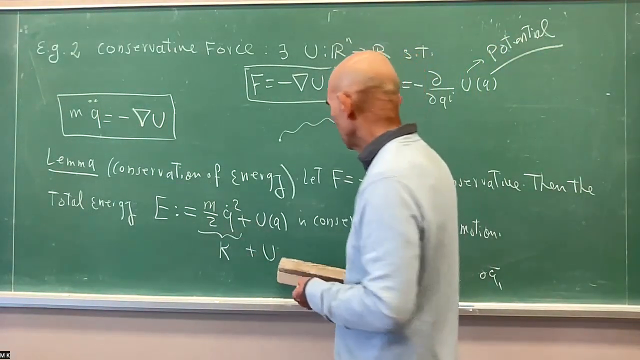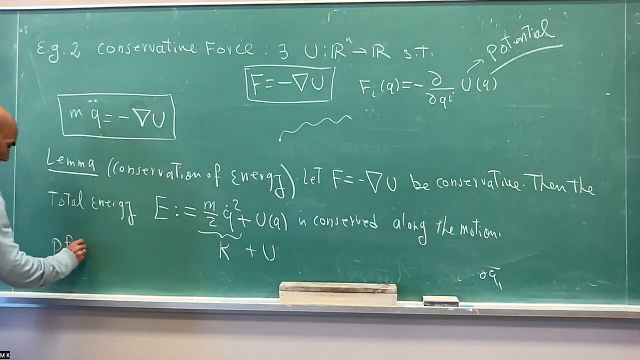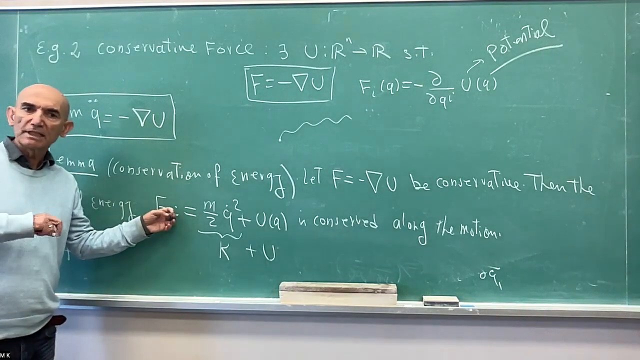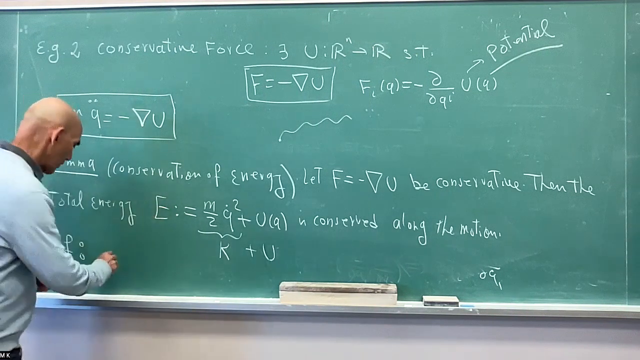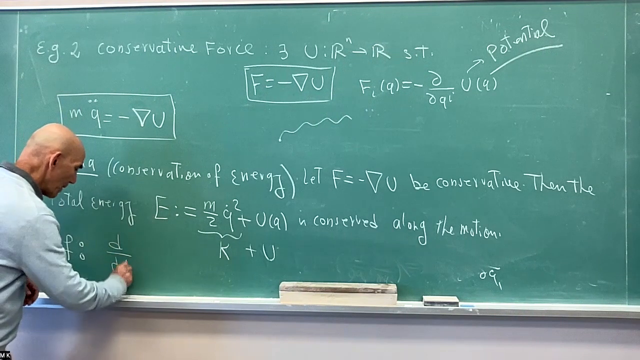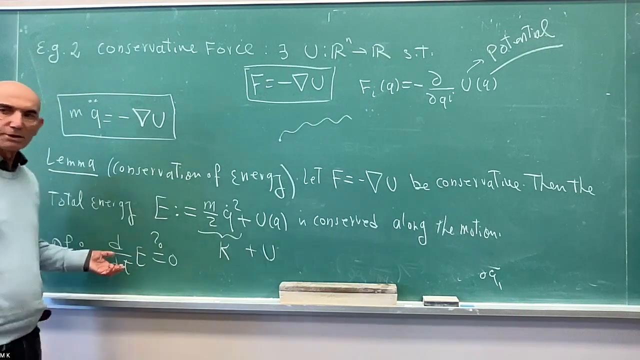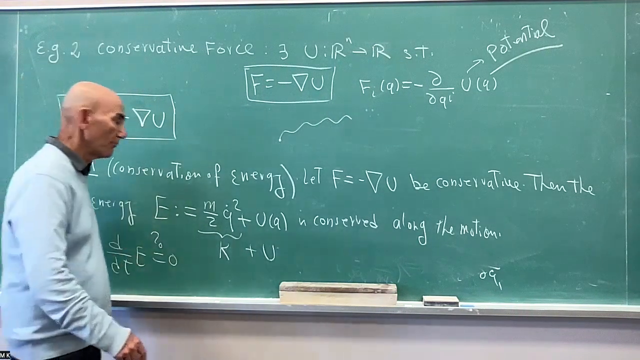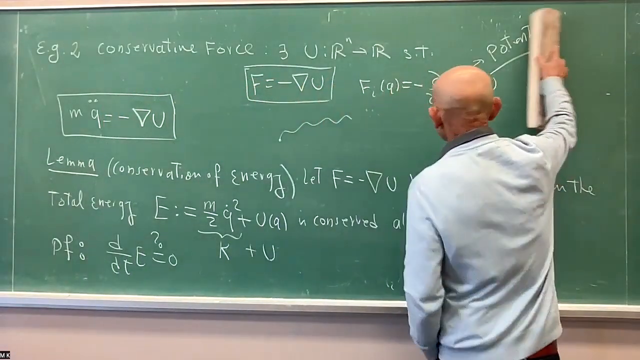So how to prove this? The proof is very easy. We want to show, because this depends on time, right? You follow this E along a path. We want to show that its time derivative is 0. So I just want to take d/dt of E and show that this is equal to 0. That's what we have to do. So what is d/dt of energy? Variation of energy along the path.